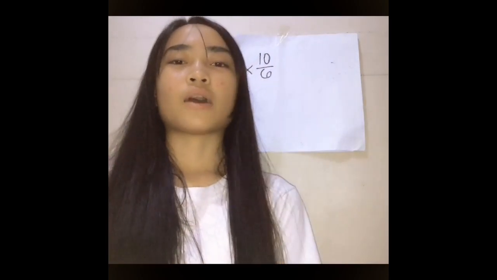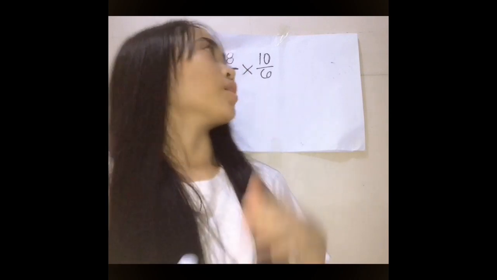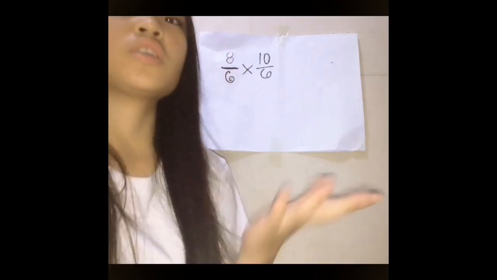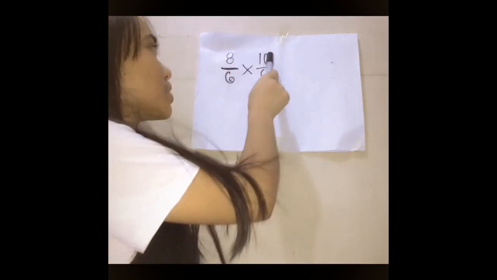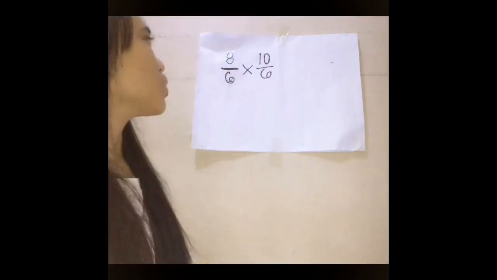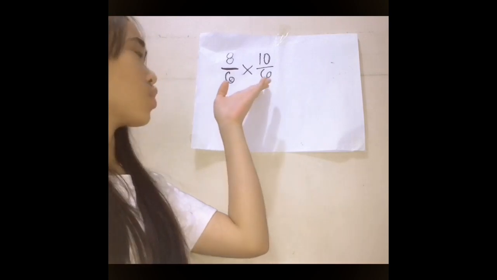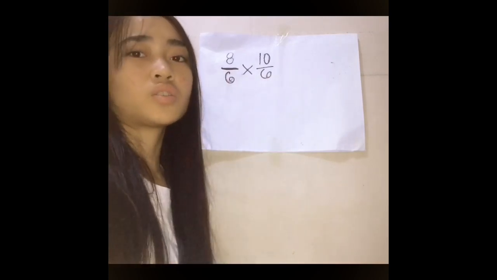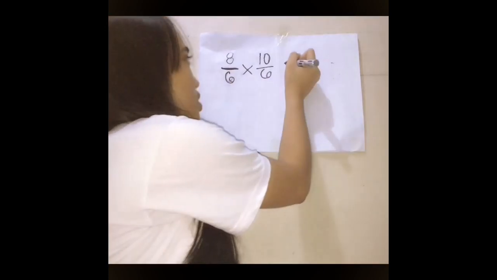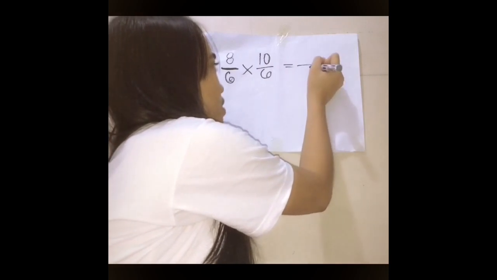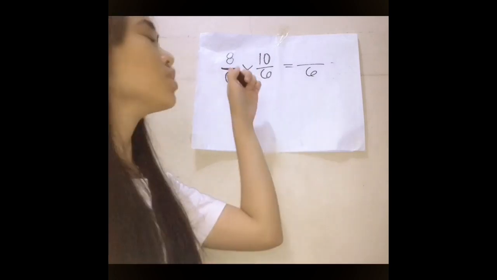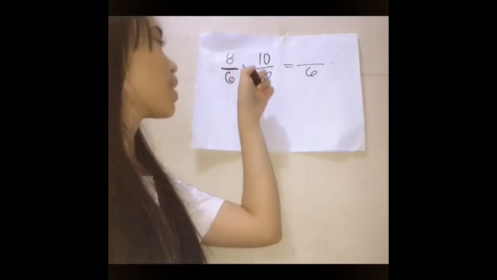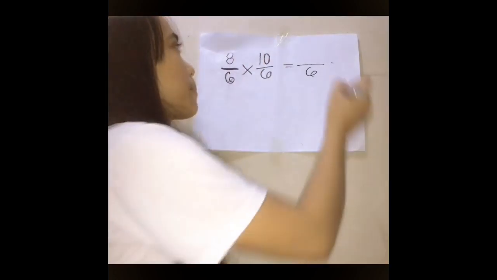Hi guys, now I am going to teach you how to multiply improper fractions. As you can see here, the given is 8 over 6 times 10 over 6. Since the denominators are the same, you can copy the denominator, which is 6. And now, you can multiply the numerators, which is 8 times 10 is equal to 80.